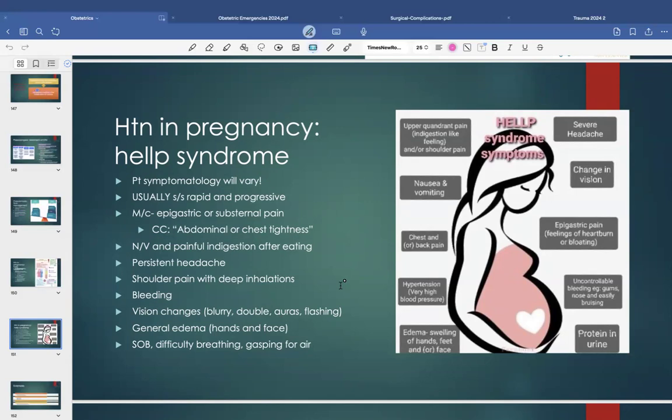Shoulder pain with deep inhalation, nosebleeds, gingival bleeding, vision changes. So some of the same things you could see in preeclampsia, like the edema, for instance, shortness of breath, headaches, things like that, but some additional symptoms as well. Remember, right upper quadrant pain or epigastric pain is going to be your most common presenting symptom in HELLP syndrome. These symptoms can be mistaken for gastritis, flu, acute fatty liver, gallbladder disease.